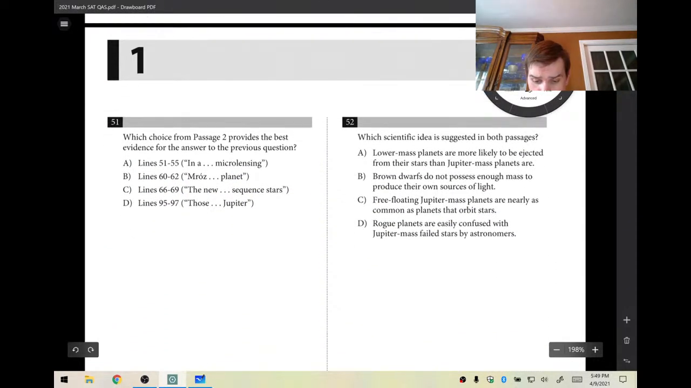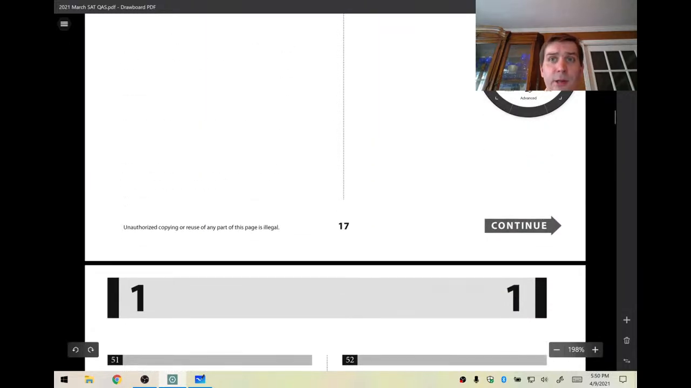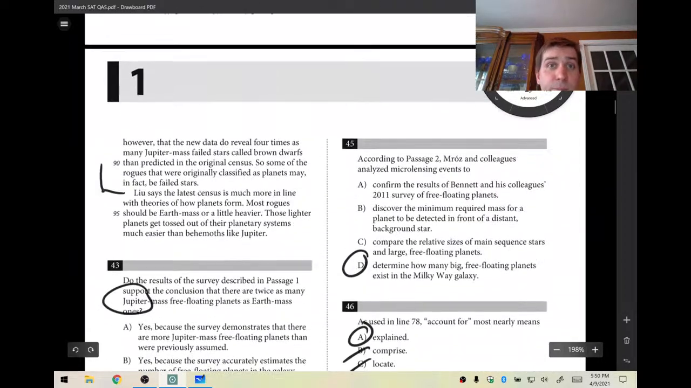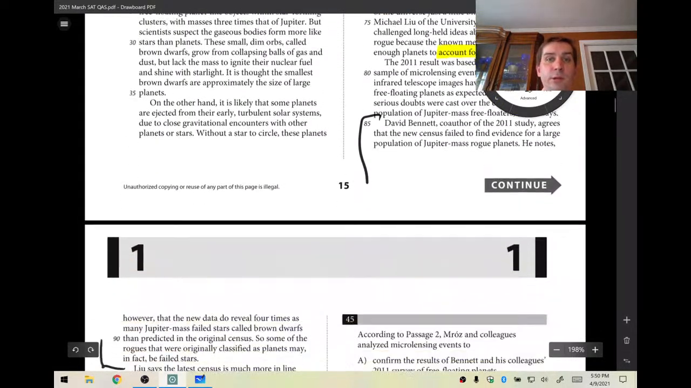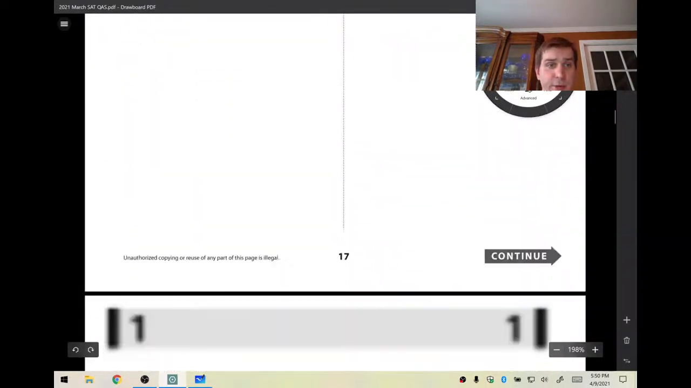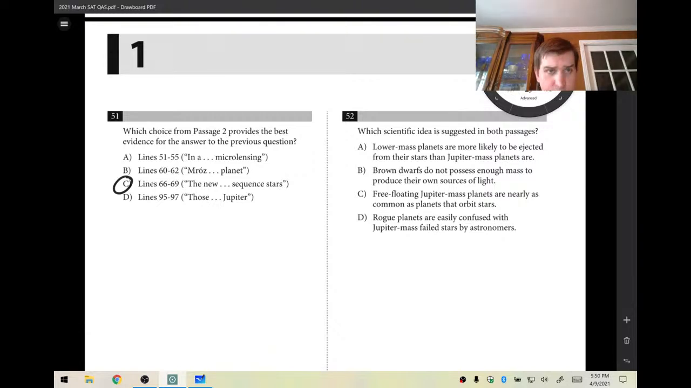Yay. Which choice from passage 2 provides the best evidence that the number is different for the other study? 66 through 69, I'm going to read these lines. The new results sharply contrast an estimate published in 2011. Hey, that's this one, by the way. That's the 2011 one. So it sharply contrasts this, which suggests that rogue Jupiter is almost twice as common as main sequence stars. So that's very different results than the original study. That's our evidence right there. That was answer choice C.